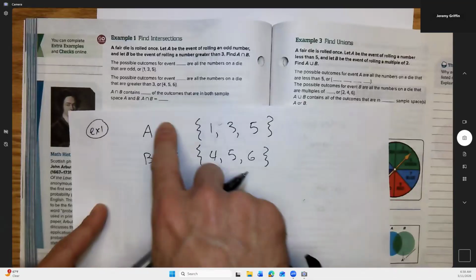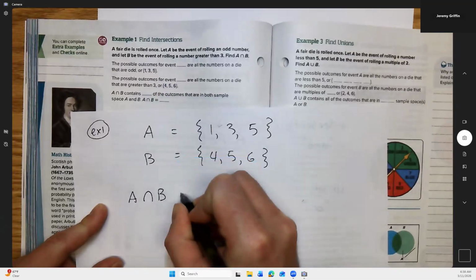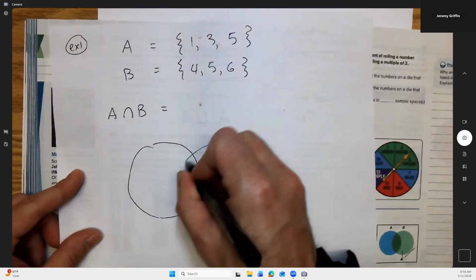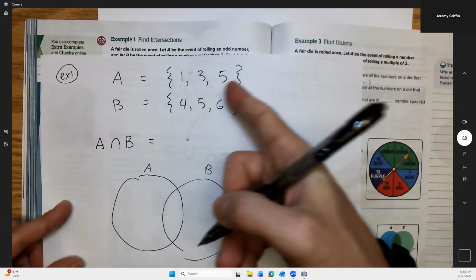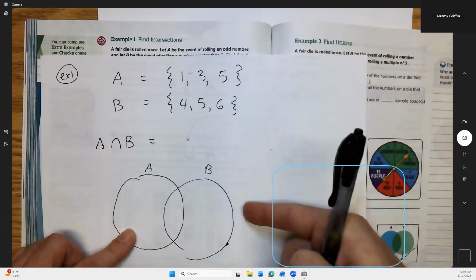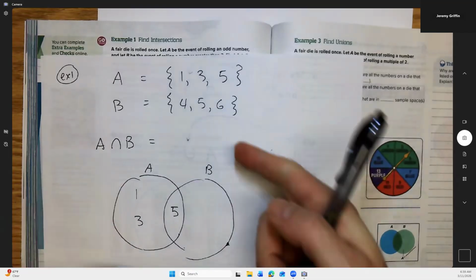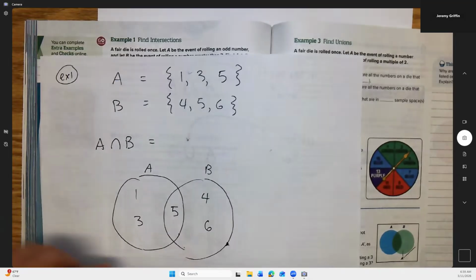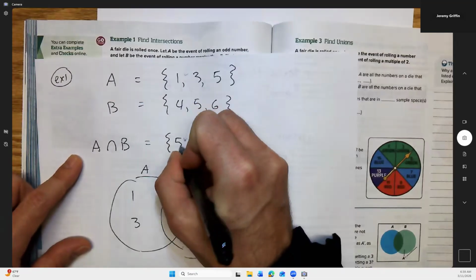So what is A intersection B? Here I can give you a visual. I like that Venn diagram visual. We've got event A and event B. Event A could be a 1, 3, or 5, but look at the number 5. The number 5 could also correspond to event B. So we put 1 and 3 strictly in A, but 5 could be either one. For event B, you could have a 4 or 6, but again, 5 is shared with event A. So the answer is just 5.